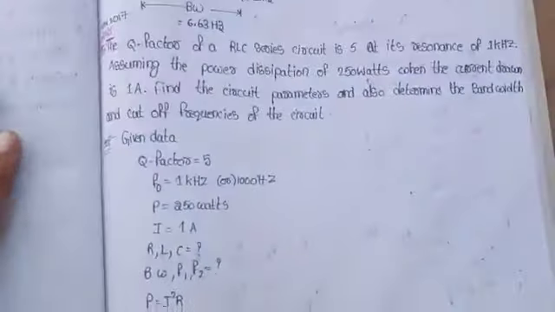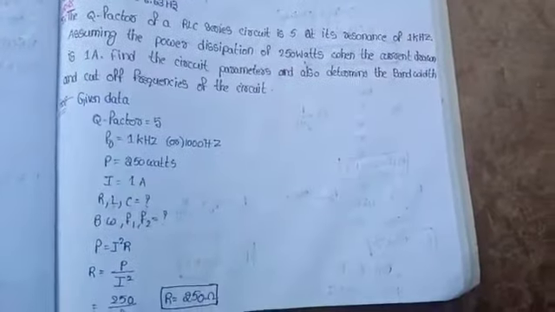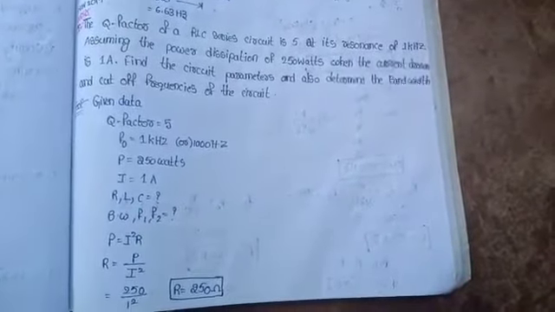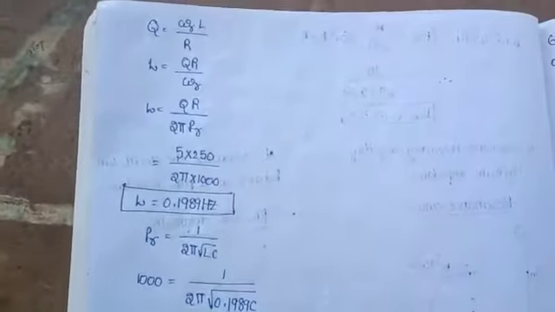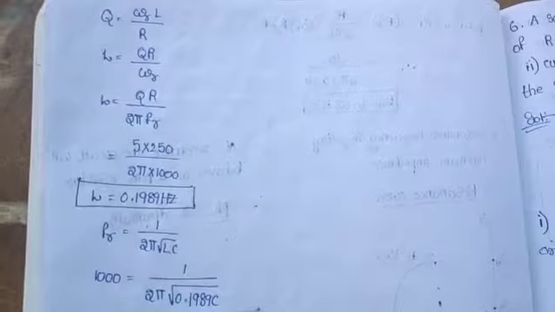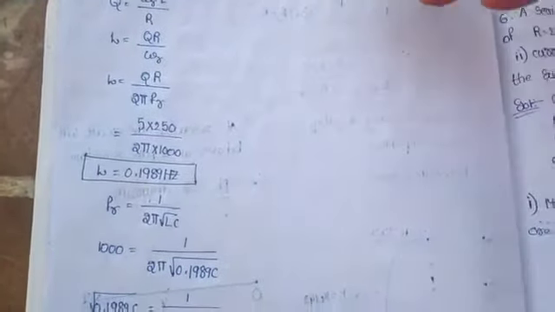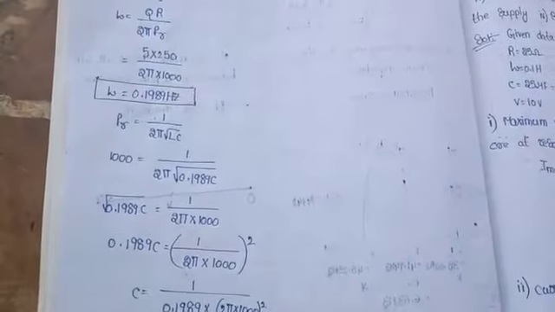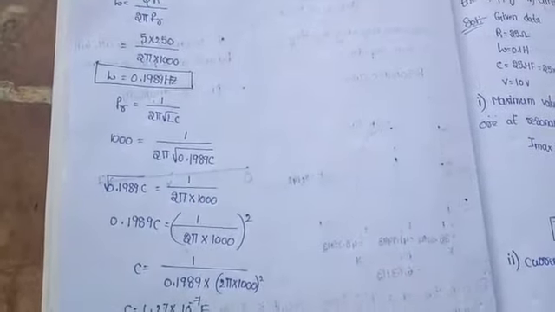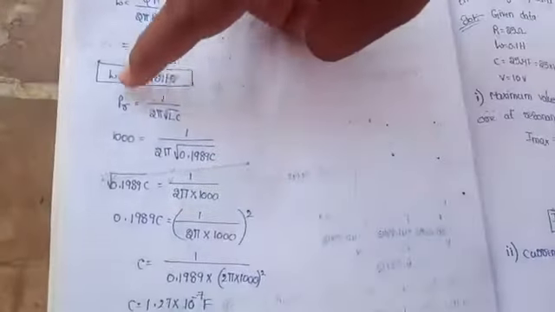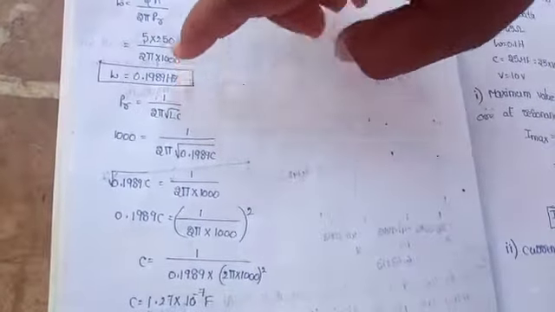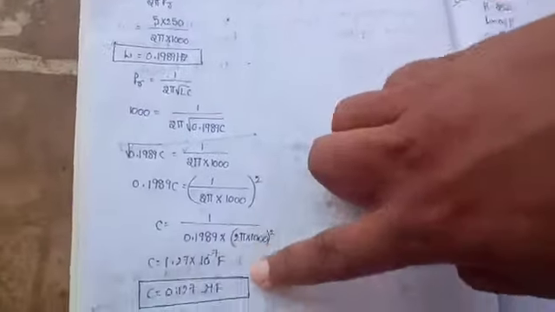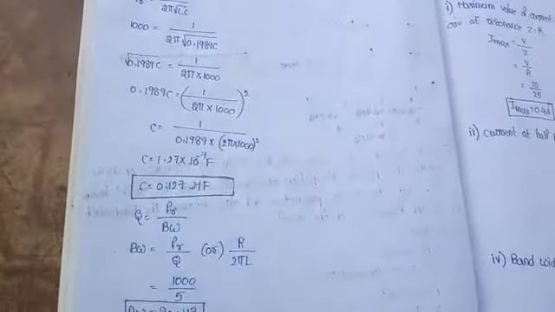First of all, power consumption is I square R. So R is equal to P by I square, 250 by 1 square. Therefore R is equal to 250 ohms. Now we know the quality factor is omega L by R. So L is equal to QR by omega. Substituting the given Q and R, L is equal to 0.1989 H. Calculating from the resonant frequency Fr equals 1 by 2 pi root LC, we know the resonant frequency and the L value, so we calculate the C value. C is equal to 1.27 into 10 power minus 1 farad.